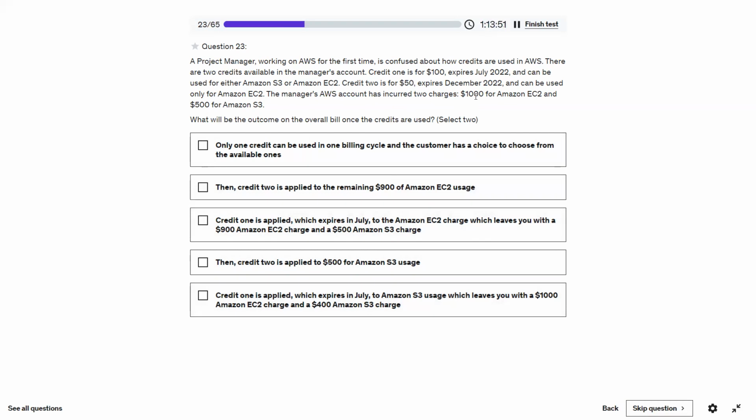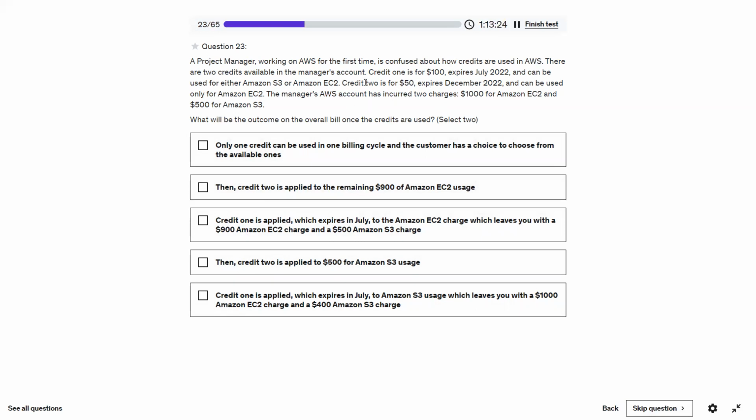Along with that, this is a property of AWS: whatever credit is going to expire soon will be used first. So credit one will always be used first, right? So wherever it is mentioned that credit two will be used, that is totally wrong. So only three options, first, third, and fifth, mention credit one. Credit one can be used for Amazon S3 and EC2, and credit two, $50, for EC2.